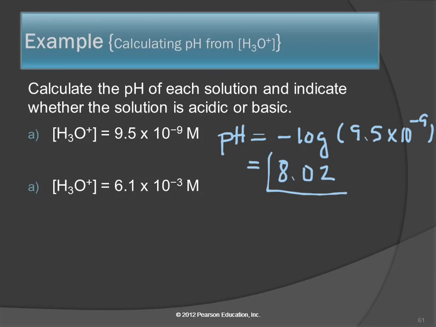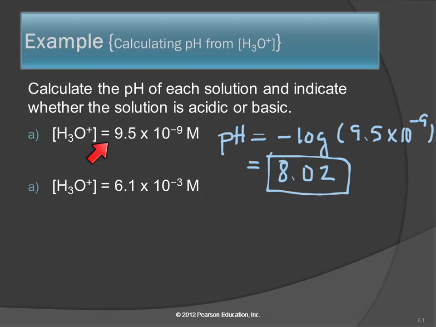The pH is .02. Is that acidic or basic? Well, there's two ways. We wouldn't have to look at the pH to decide. We can look at the hydronium ion concentration, and in a neutral solution, that would be equal to 1 times 10 to the minus 7.